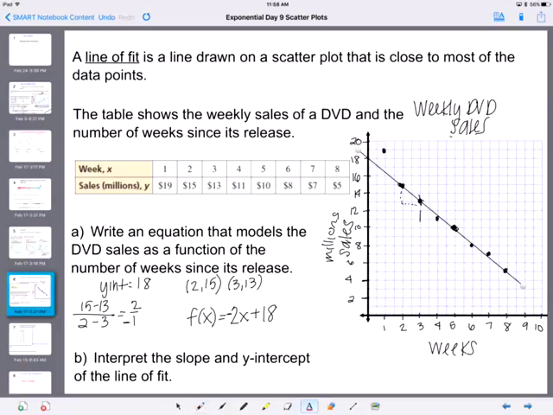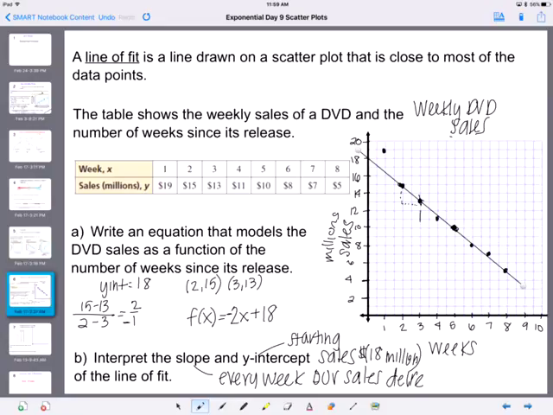So interpret the slope and the y-intercept. Our y-intercept would mean we begin with whatever our starting sales were. So in this case, in terms of our problem, it would be $18 million. And our slope is how our data is changing. So for every week, our sales decrease by $2 million.